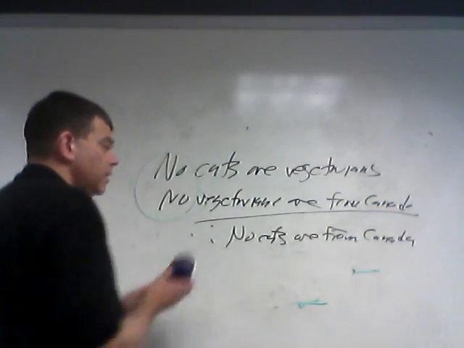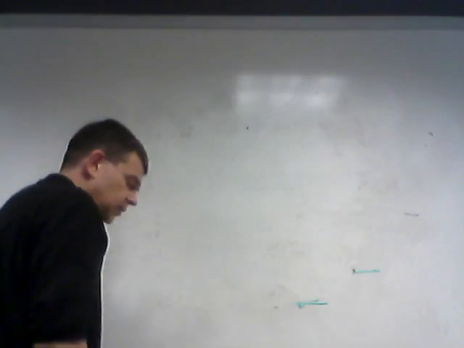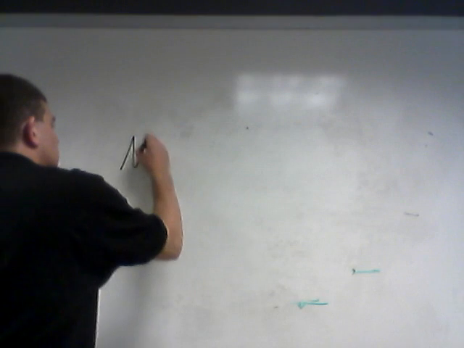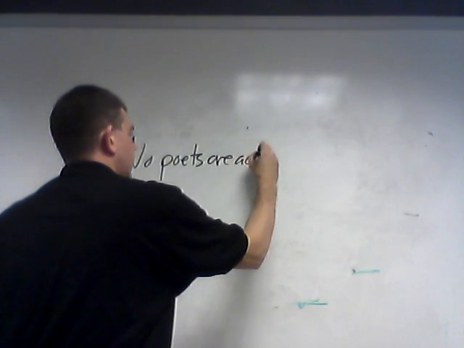Now, however, you can have at least 1 negative premise, and you may sometimes. So let's take a look at one like that. Let's say you have an argument like this. No poets are accountants.